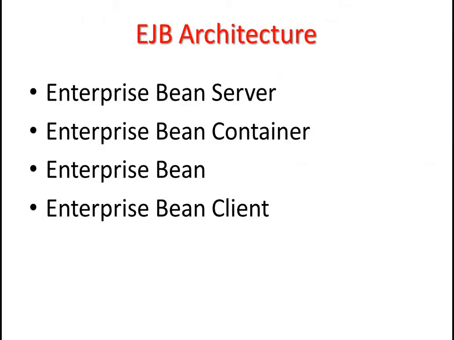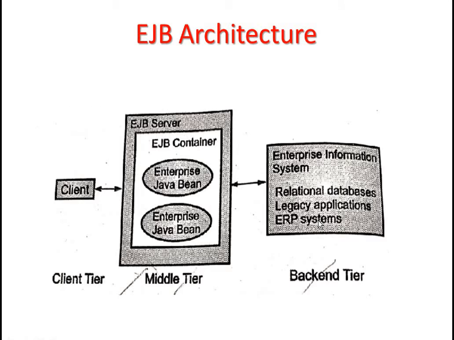Now see the architecture of Enterprise Java Beans. EJB architecture is composed of 4 parts, as you can see here: Enterprise Bean Server, Enterprise Bean Container, Enterprise Bean, and Enterprise Bean Client. This is the architecture: the client, then the server, then the EJB container, as well as the Enterprise Bean.